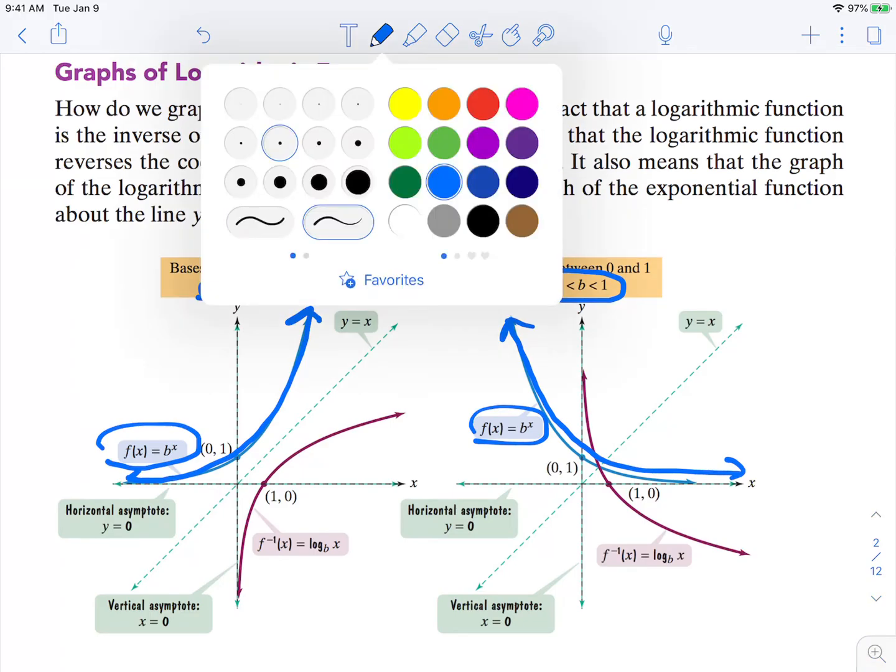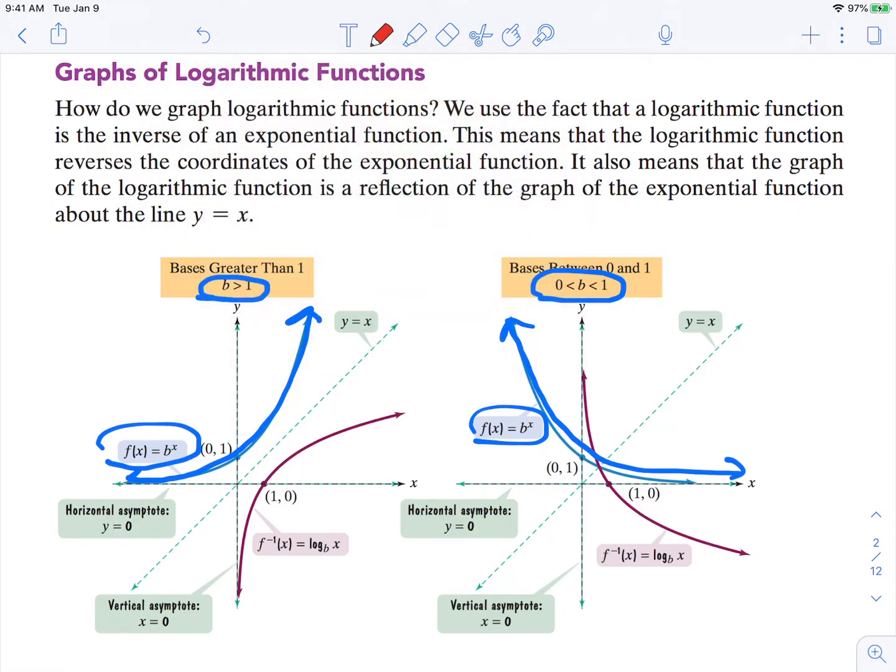If we want to find the inverse of the exponential, it's called a logarithm, and it has the same base. In order to graph them, we interchange the x and the y coordinates. And then they are always symmetric about the line y equals x.